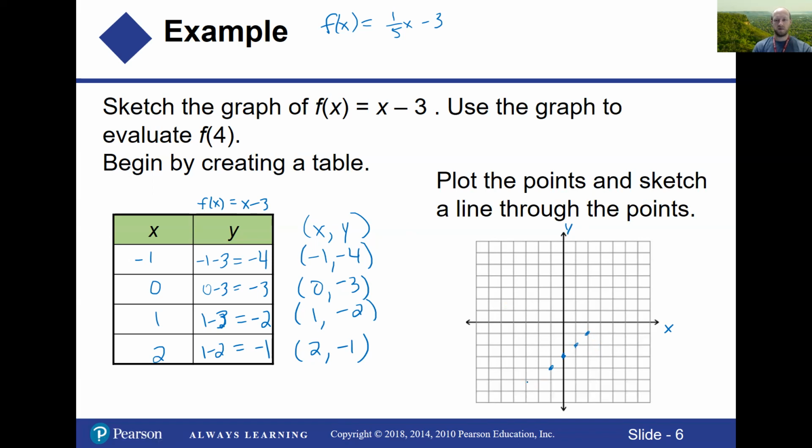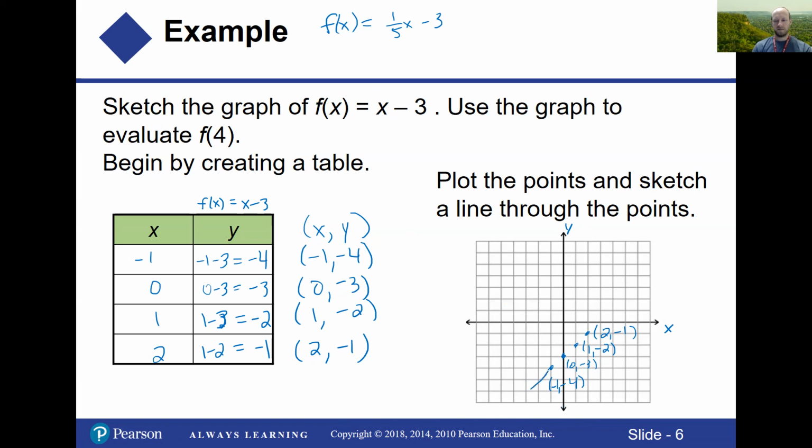And sketch a line through the points. So I just plotted those 4 points. If you want to label them, you can, right? This point was at -1, -4. This point is at 0, -3. That's your y-intercept, by the way. And that makes sense. Why does that make sense? That's the y-intercept because look at your equation, x minus 3. Oh, b, the value that's over here is -3. Okay, and then we had 1, -2, and then 2, -1.